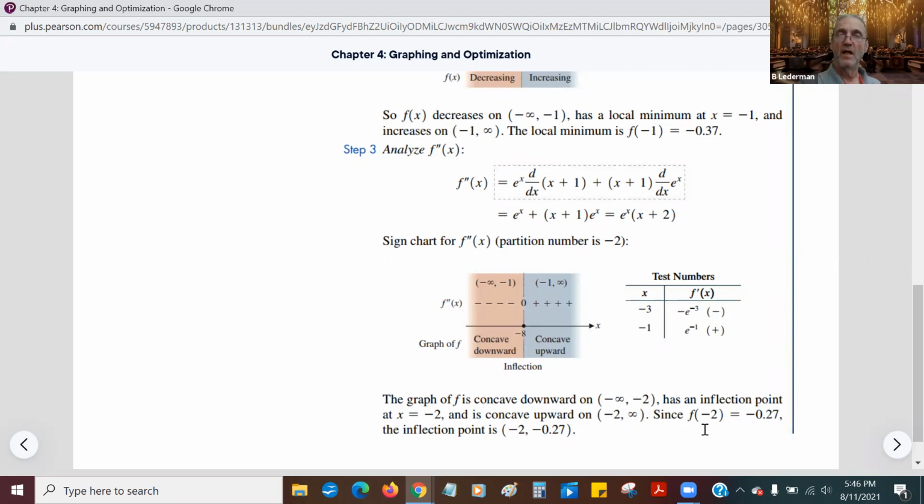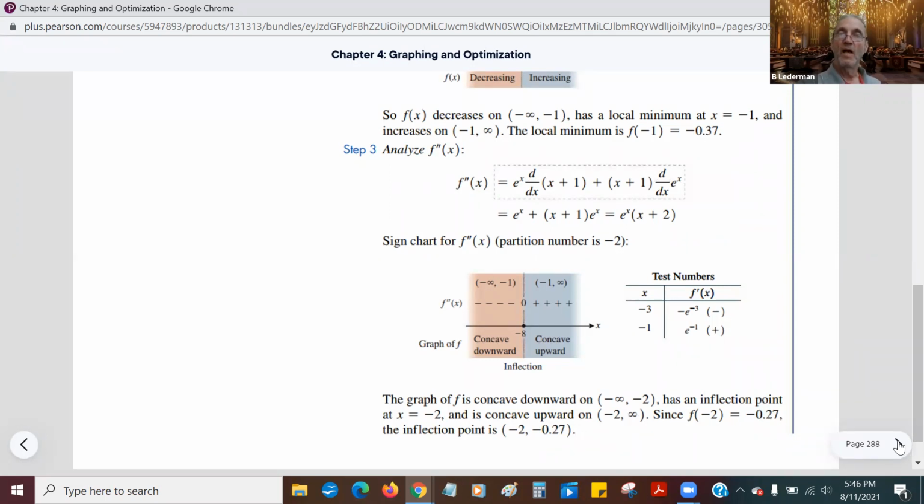Since it changes concavity, that means the -2 is a point of inflection, and the inflection point is -2, -0.27. How do I get -0.27? Just by plugging it in, and that you need a calculator for, to find e to that power.